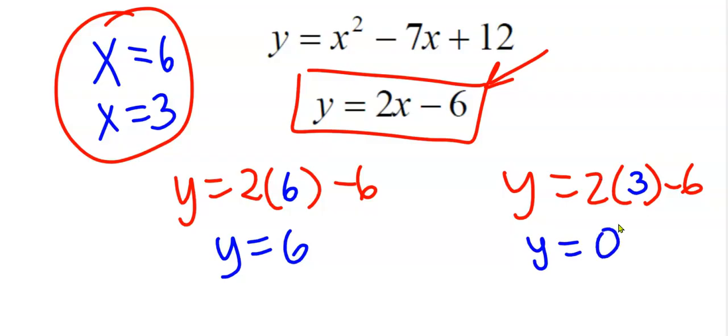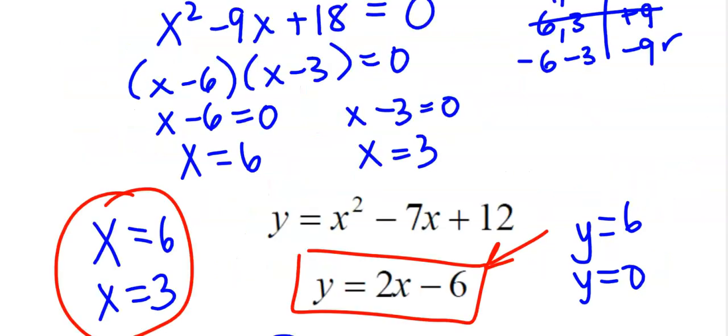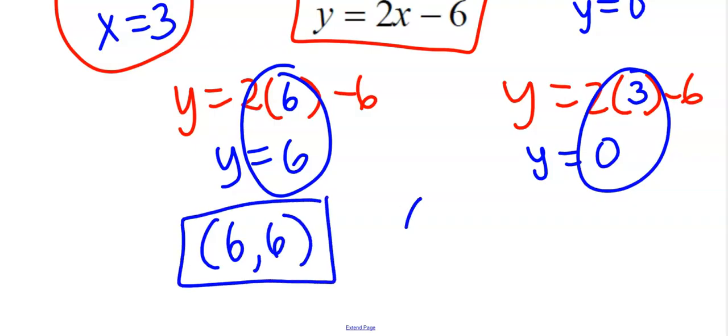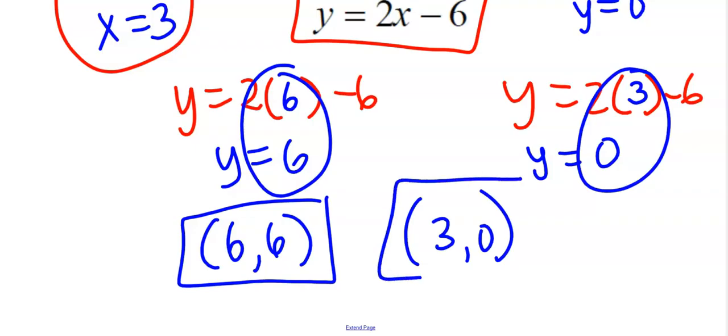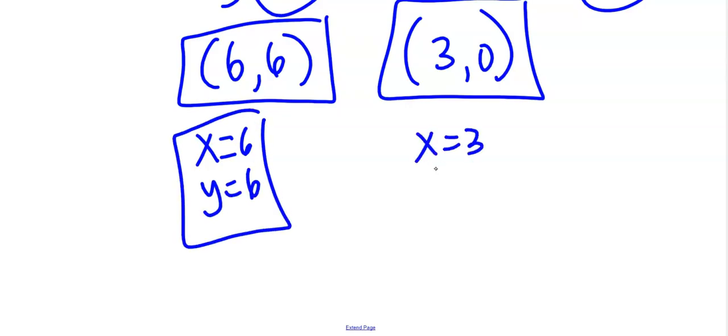Now, the key to this correct final answer is to pair this x with that y, and to pair this x with that y. So I know that x is 6 and x is 3, and I know that y is 6 and y is 0, but you have to pair these values together. So we're going to say that 6 and 6 are a solution, and 3 and 0 are a solution. You can write it like that, or you could say when x is 6, y is 6, and when x is 3, y is 0.